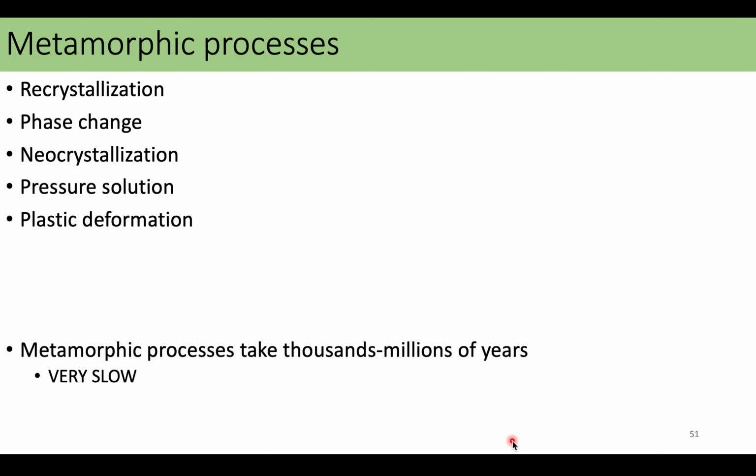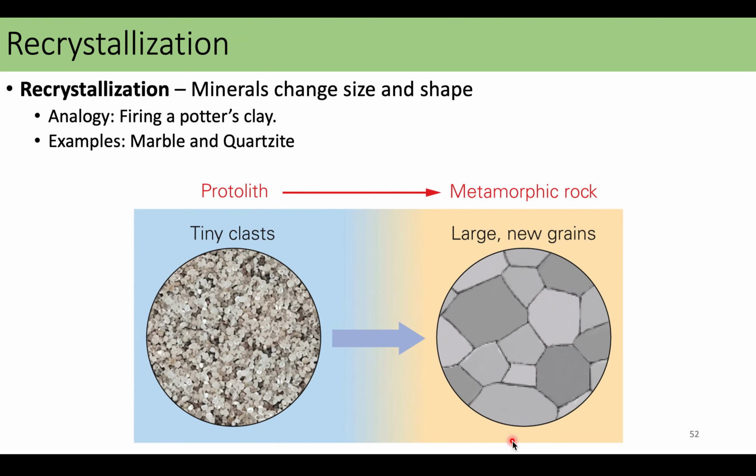So for metamorphism, we need high heat or high pressure or really, really intense compaction. Those are things that do not happen quickly. They happen over very long time periods. It takes a very long time.